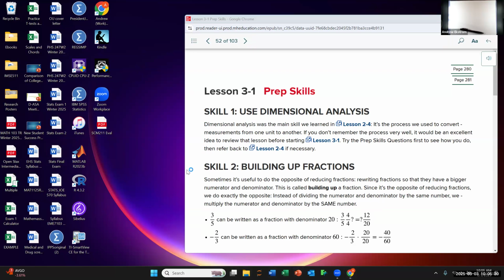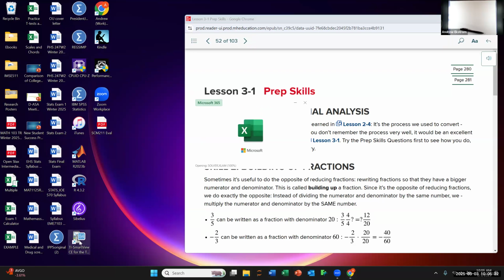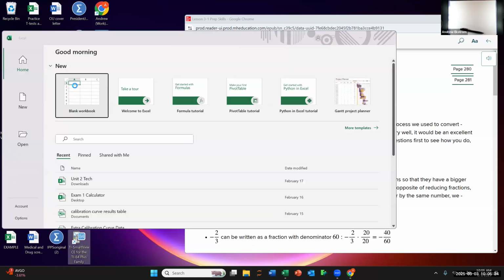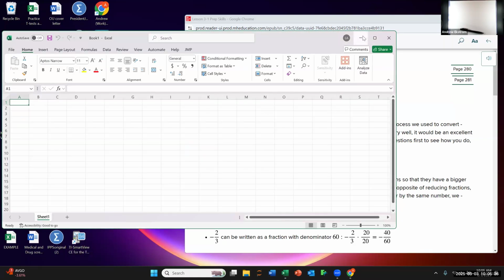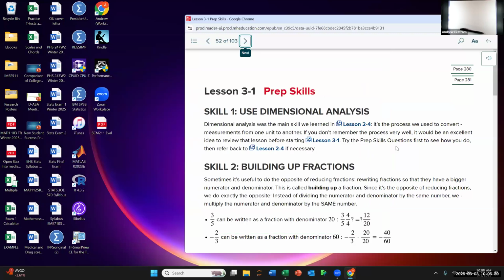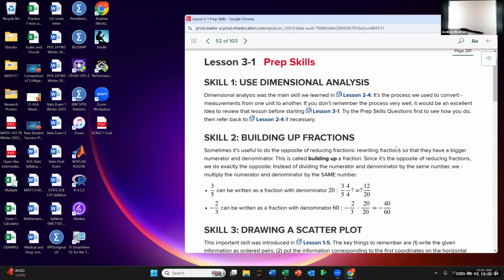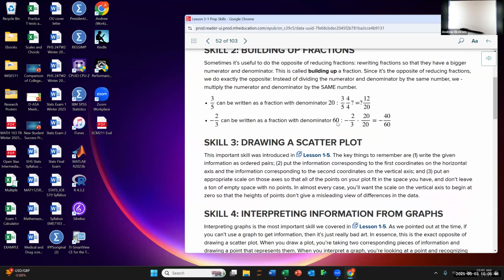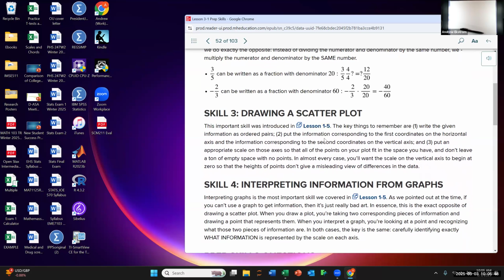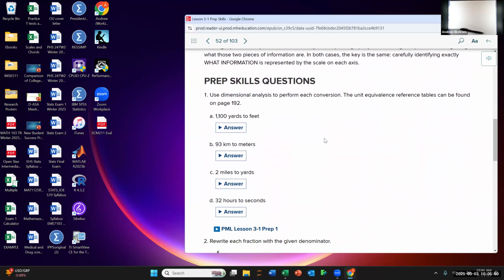Need to get a copy of the Excel open as well as my graphing calculator. So just looking at what we have here, dimensional analysis. You can see here that we actually covered it a little bit in 2.4. And now all of a sudden we're going to be doing it again in 3.1. Drawing of a scatter plot, blah, blah, blah.